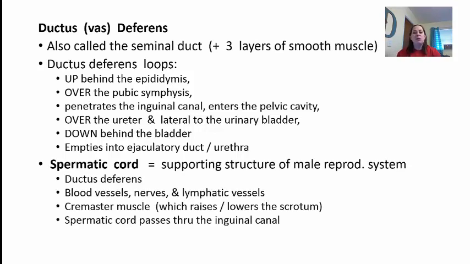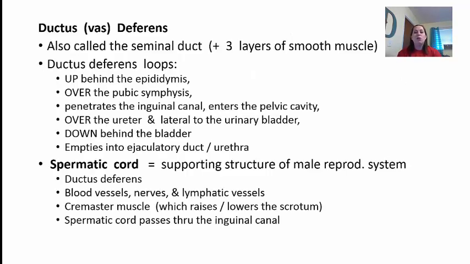We also see that there's what we call the spermatic cord. This is going to be a supporting structure of the male reproductive system. With the ductus deferens, it has blood vessels, nerves, and lymphatic vessels. This is also going to be where the cremaster muscle is located, which helps raise or lower the scrotum depending on temperature. The spermatic cord also passes through the inguinal canal as well, with the ductus deferens helping hold them in place.